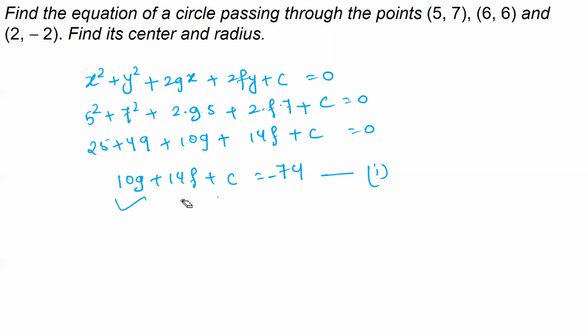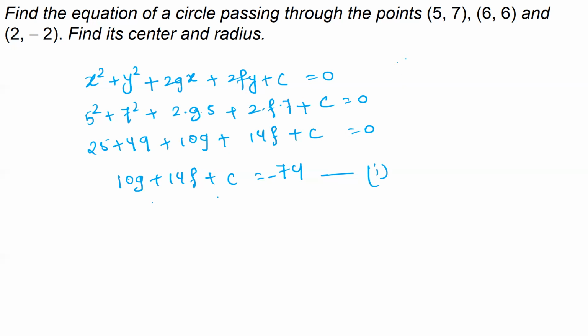Similarly, if I use one more point, which is 6 comma 6, I will be getting one more equation in terms of g, f, and c, and yet another equation in terms of g, f, and c by using this third point. So I'll be having three equations in three variables, and I can solve them for g, f, and c, and again put these values of g, f, and c in our original equation, and we will be having the equation of the circle, right? So I think I can leave this to you as an exercise.